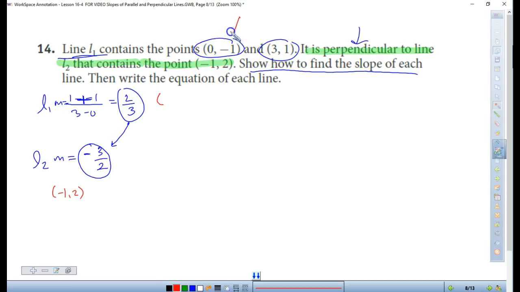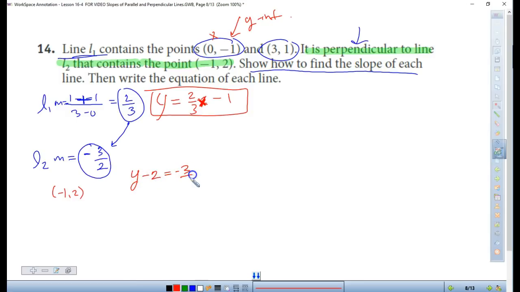Okay, now this one's a shortcut because that one's a y-intercept, and the way I know that is because x is 0, right? So I can just write y equals 2/3 x minus 1 because I have a y-intercept and I can just write slope-intercept form. This one, I didn't have 2 points to choose from, and I only have this 1 point, and it's not a y-intercept, so I'm going to have to build point-slope form. Y minus 2 equals -3/2 times x minus -1, which is plus 1.